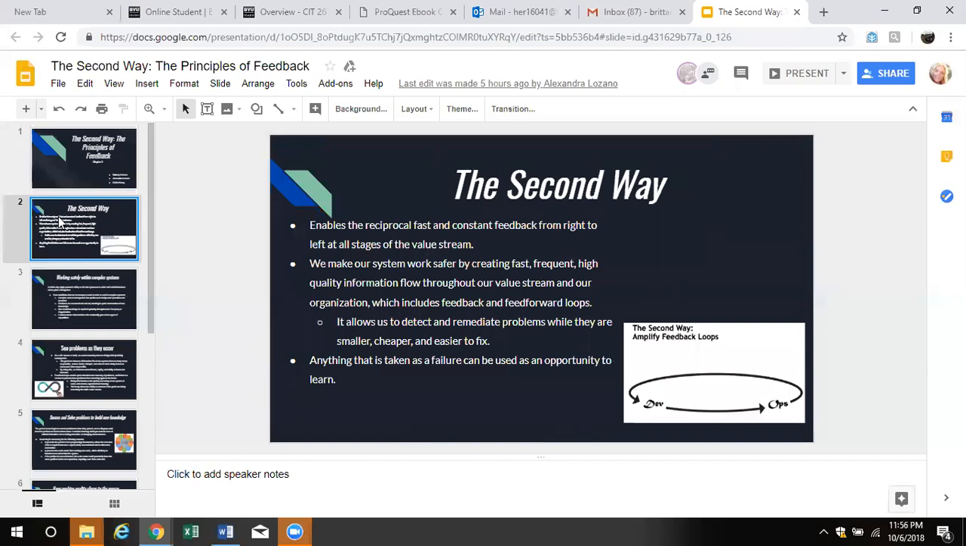So what is the second way? Well, it amplifies the feedback loops. It enables the reciprocal fast and constant feedback from right to left throughout the value stream. And it makes our system work safer by creating fast and frequent, high quality information flow throughout the value stream. It allows us to detect and solve problems while they are smaller and cheaper and easier to fix.